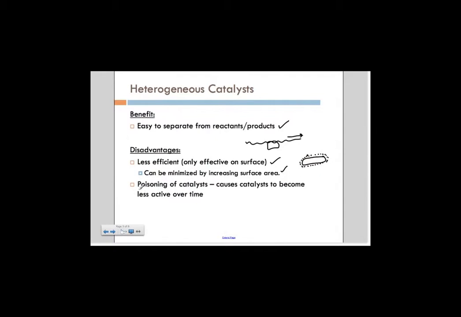Okay. The other issue is that you can get poisoning of your catalyst, and so we'll talk about this in a later slide, but essentially you get some substance that binds to the catalyst and causes it to be inactive. And so this essentially uses up a lot of your catalysts. Many of these catalysts are made from expensive metals. So you've spent a ton of money on platinum, and then it gets poisoned, can't use it anymore. That's a lot of money down the drain.